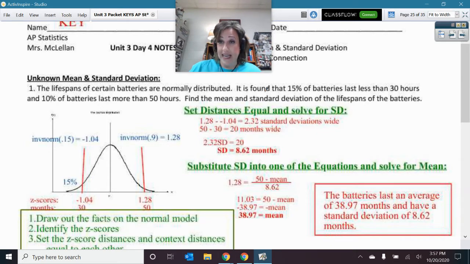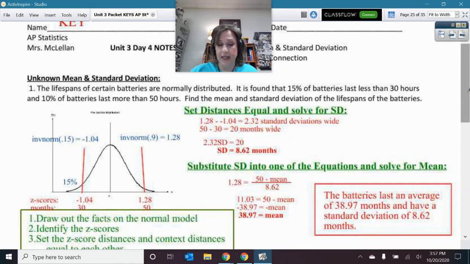All right, next location. 10% of batteries last more than 50 hours. So that's the top 10%, more than 50 hours. The top 10%, of course, has inverse norm of the area below is the z at that spot. So it has a z-score of 1.28, and its x value, its context at that location, is 50.